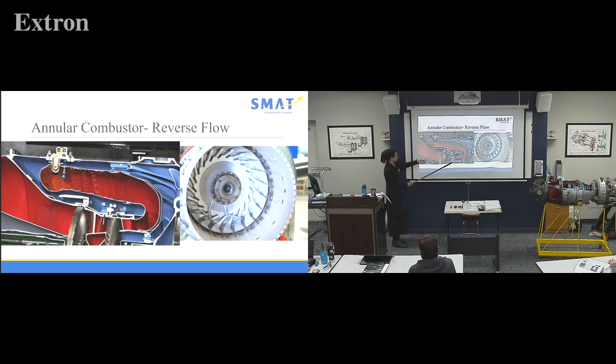And then just a closer side view coming off our diffuser, coming in here where our fuel gets injected, and then out to our turbine.